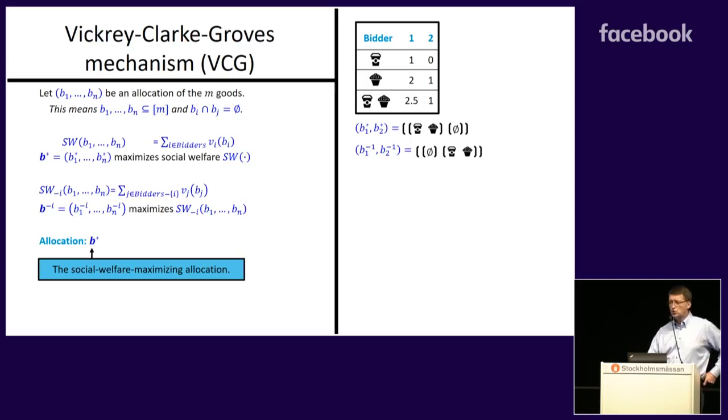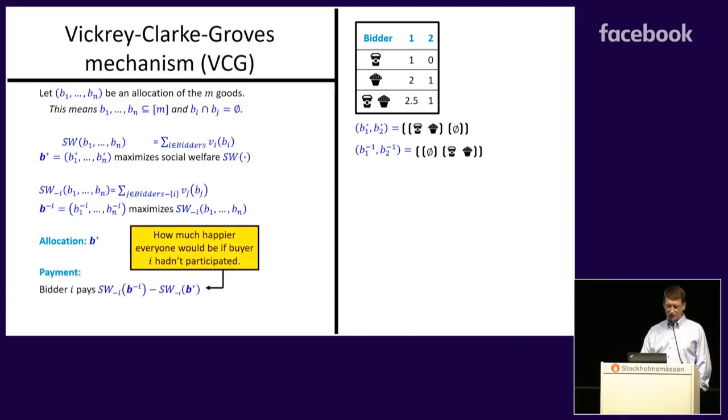In the VCG mechanism, you choose the optimal allocation overall, but the bidder doesn't pay the bidder's own valuation for the goods that she got. Rather, the bidder pays the social welfare of the others had she stayed at home, minus the social welfare of the others. So this is really the negative externality that bidder i imposes on the others by showing up. So bidder i showed up, took some items home, therefore those items didn't go to the other agents, therefore there was a negative externality. How big was that negative externality? Well, that's how much bidder i has to pay. All right? So let's run that through this example.